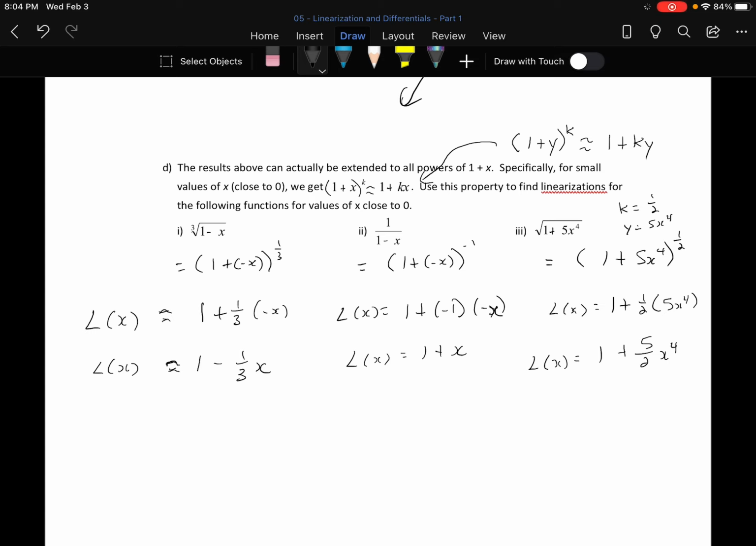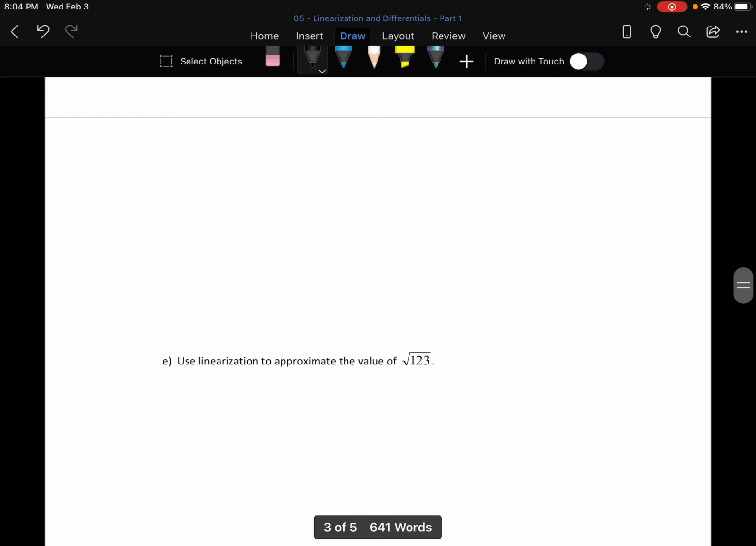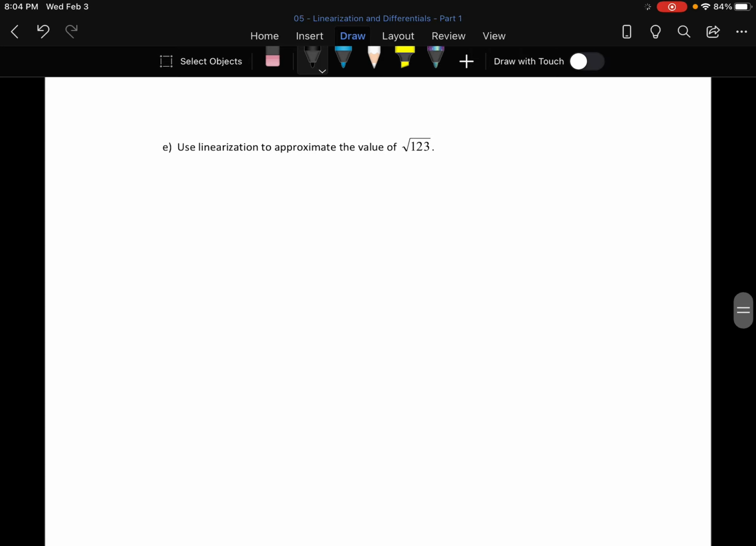I'm not suggesting you have to memorize that result. It's just a nice result to work with when you're doing linearizations, in that it doesn't always have to be some crazy development every single time. You're like, okay, fine, that's a nice trick. Can we get back to just regular linearizations to see how that works again? Let's go after this one here, because it's a little more of a how-do-we-use-it type of thing. This says use the linearization to approximate the value of square root 123.